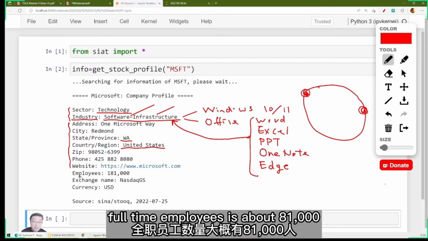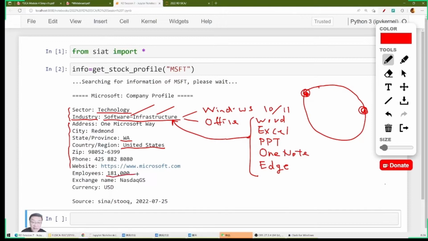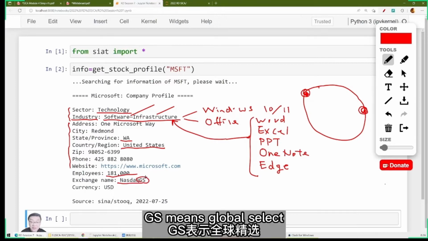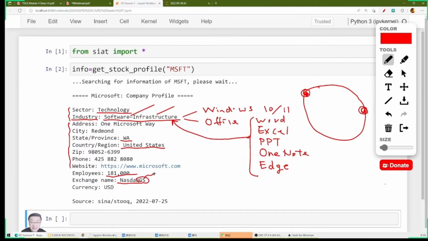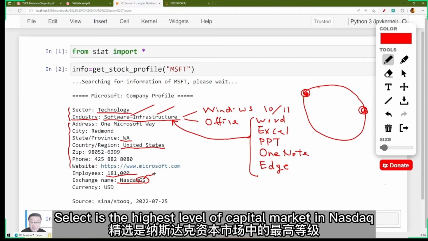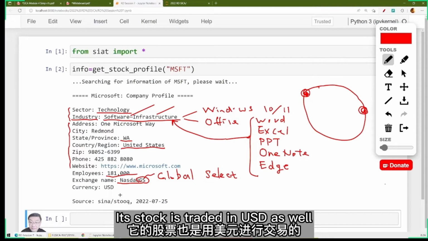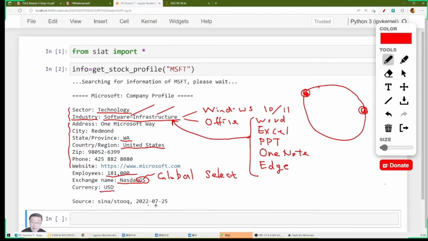Well, the number of full-time employees is about 181,000. And its exchange is also the same as that of Apple. It's NASDAQ GS. Here, GS means Global Select. Global Select is the highest level of capital market in NASDAQ. Its stock is traded in USD as well.